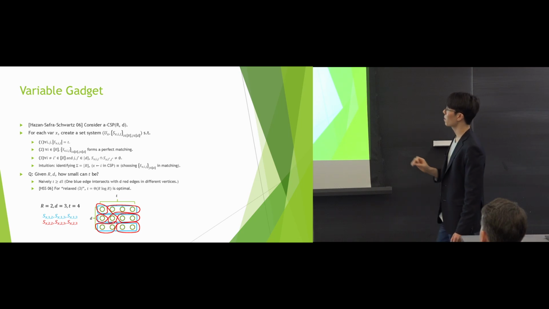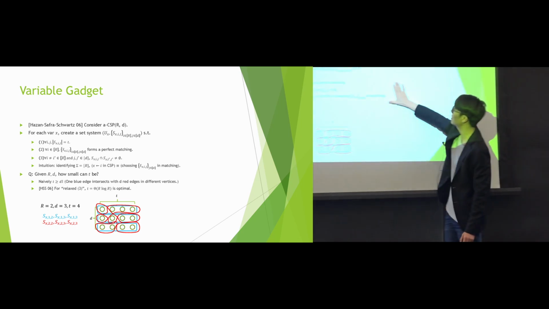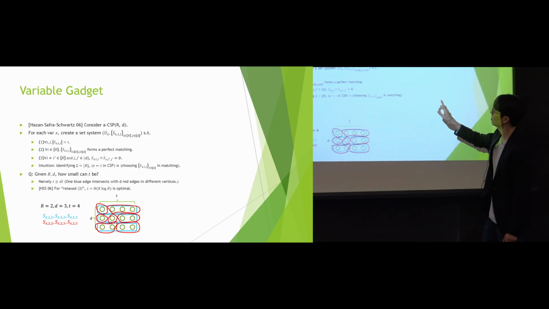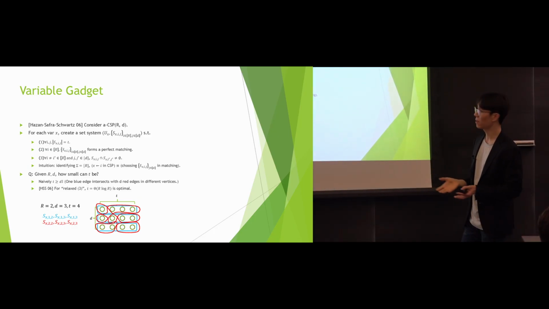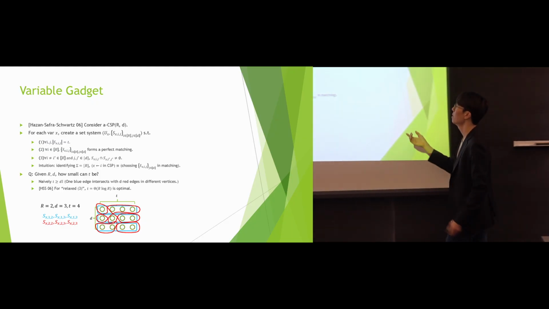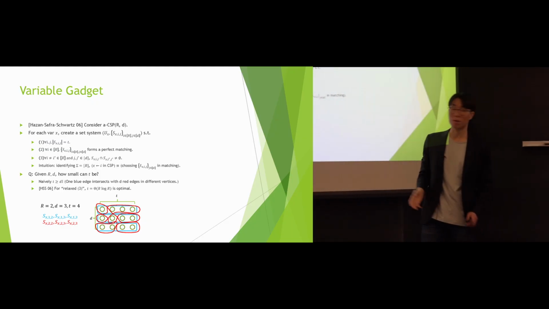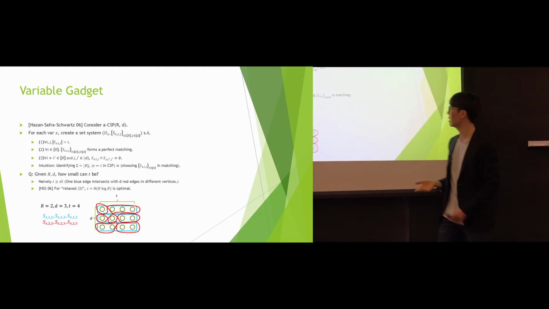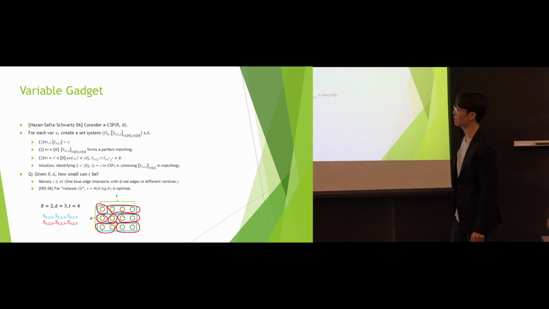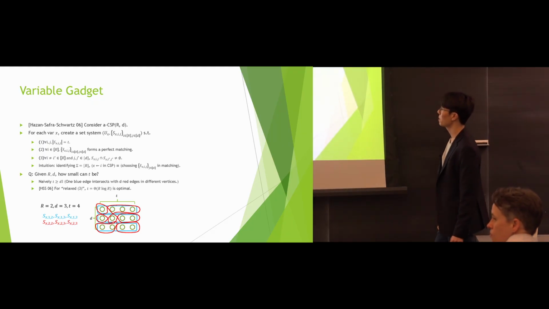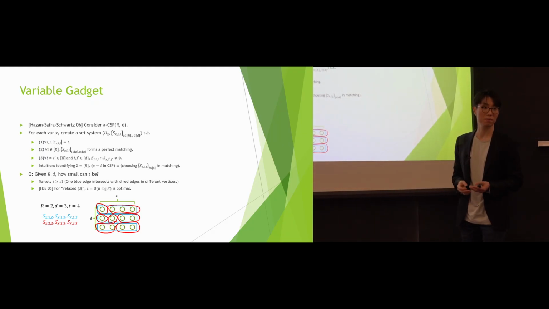For each variable x, I'm going to create a set system. There's a universe for x, and then there will be many sets labeled by i and j, where i is between 1 and R, and j is between 1 and D. There are 3 constraints for these sets that I want. First, an easy one: each set has size exactly T.